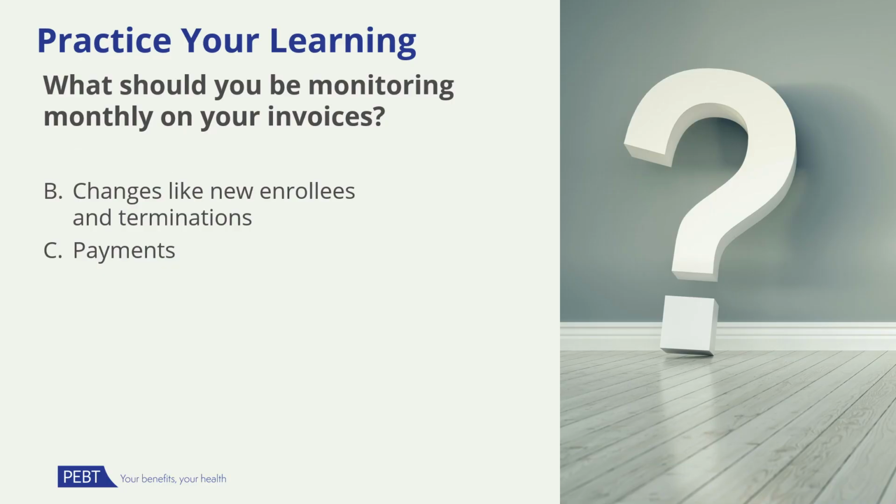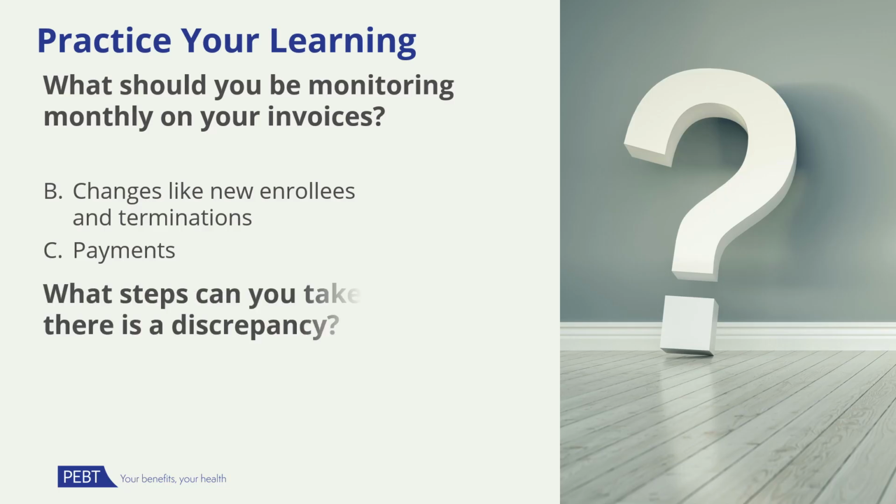The answer is B and C, changes like new enrollments, terminations, and payments. Looking at every employee record monthly is likely unrealistic. However, we do recommend an audit to reconcile using your payroll or ERP data once or twice a year. What steps can you take when there is a discrepancy?